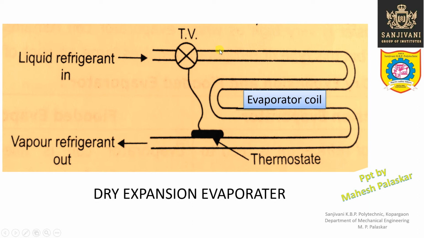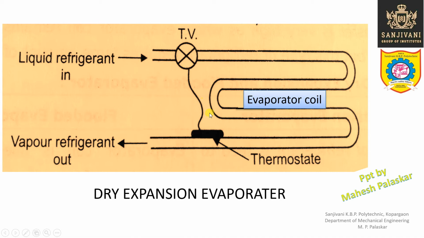As we know, the evaporator consists of a coil. This is the evaporator coil shown symbolically, because only two or three coils are shown. Actually, a number of coils are present, right? And at the inlet of the evaporator, we have a thermostatic expansion valve. Already we have studied the thermostatic expansion valve. This valve is always used along with the dry expansion evaporator. Or in other words, whenever we are using the dry expansion evaporator, we have to use the thermostatic expansion valve, right?